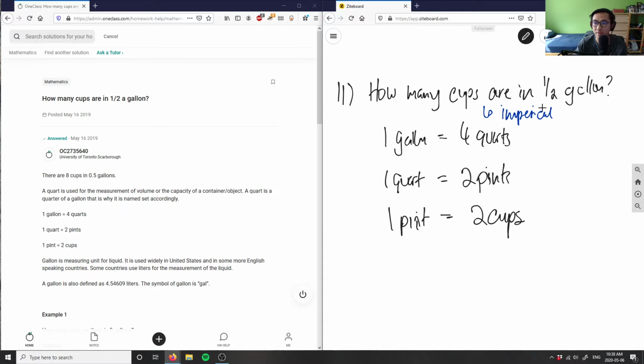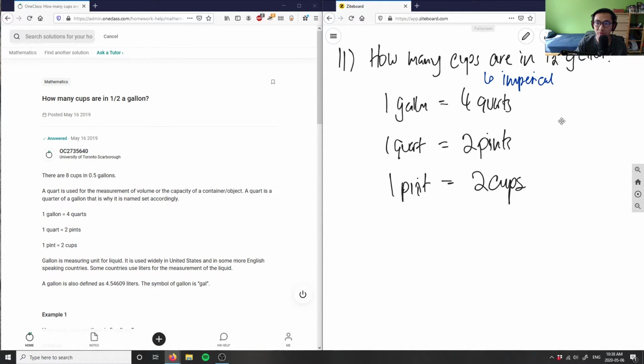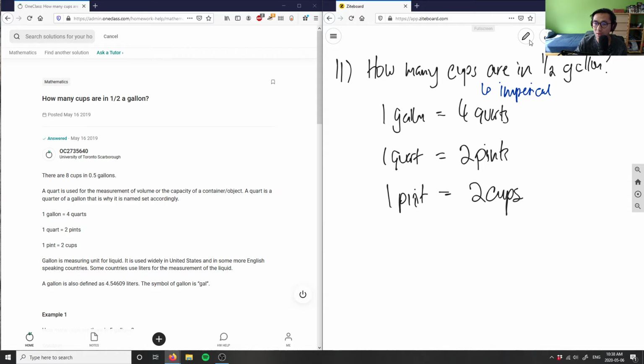So if I want to convert from half a gallon to cups, what I'm going to have to do is start with half a gallon, right? So I can write here half a gallon. I need to change from gallons to quarts first, and then from quarts to pints, and then from pints to cups, right?